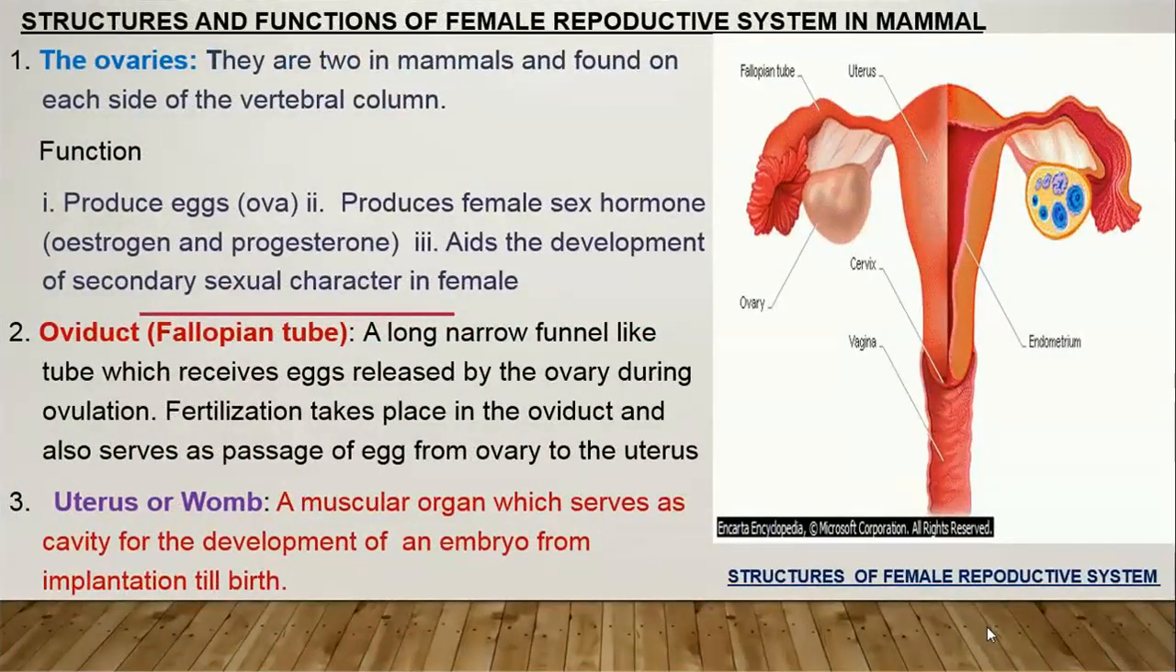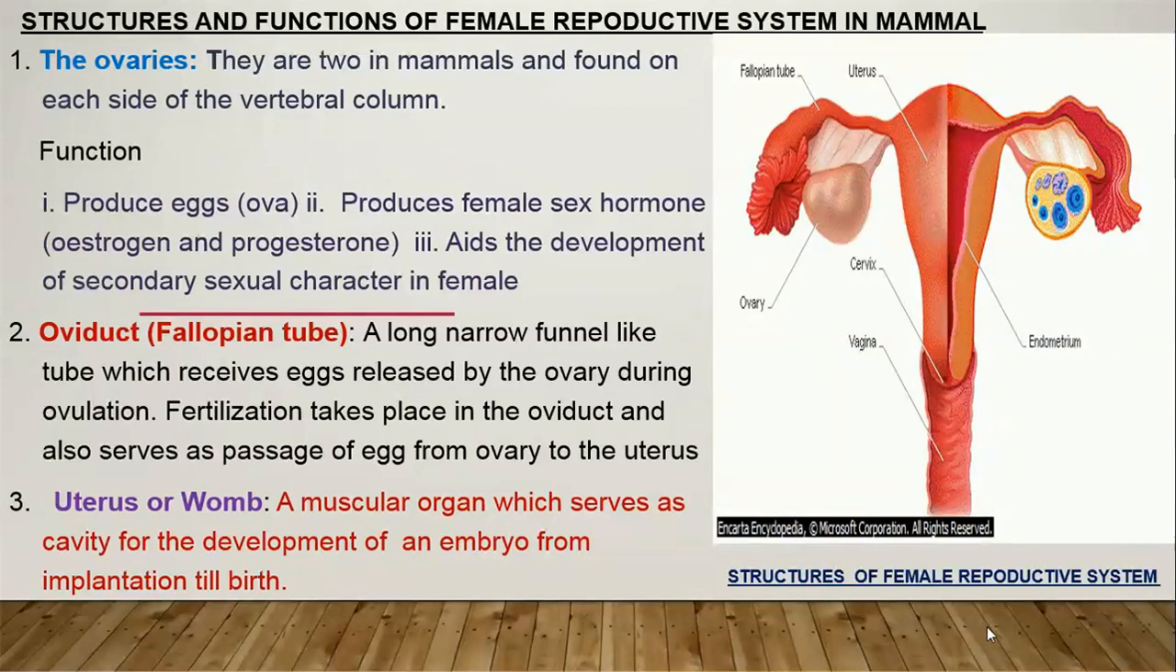Okay, let's look at the structures and functions of the female reproductive system in mammal. Now, structures are those parts that make up a female reproductive organ or system. Now, number 1, we have the ovaries. Okay, there are actually 2 in mammals and they are found on each side of the vertebral column. So we have the left ovary and we have the right ovary.